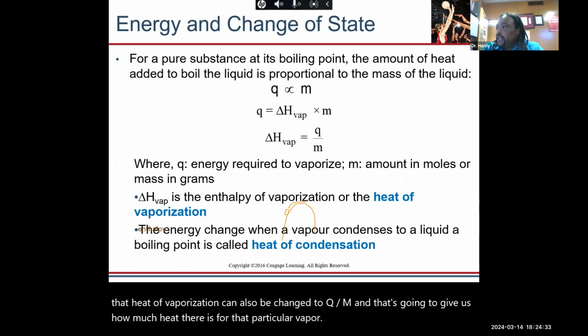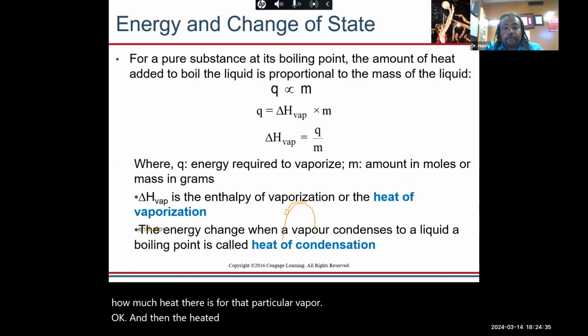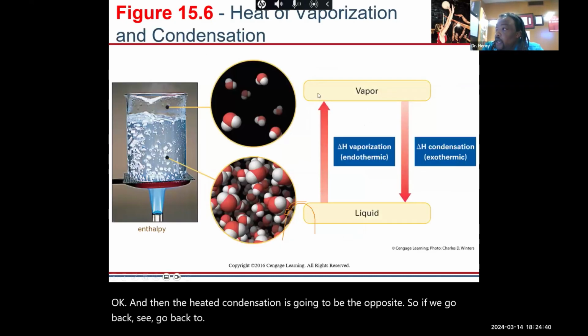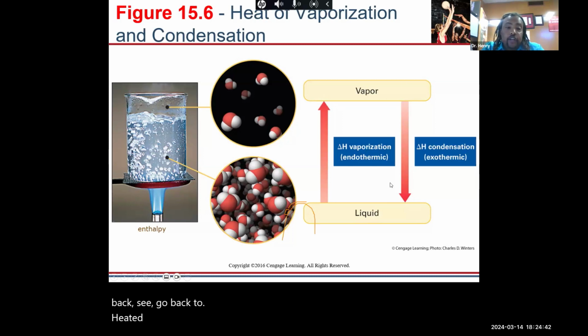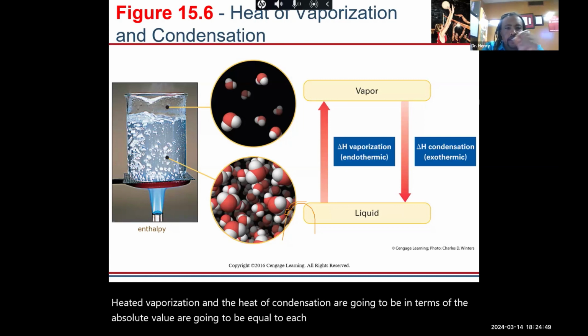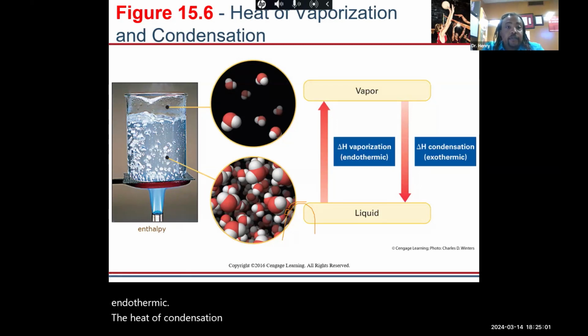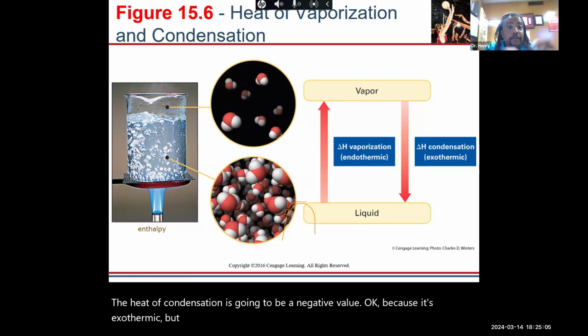And then the heat of condensation is going to be the opposite. So if we go back, the heat of vaporization and the heat of condensation are going to be, in terms of the absolute value, equal to each other. The only thing is the heat of vaporization is gaining heat, so that's going to be a positive value. It's endothermic. The heat of condensation is going to be a negative value, because it's exothermic. But they're going to be the exact same value.